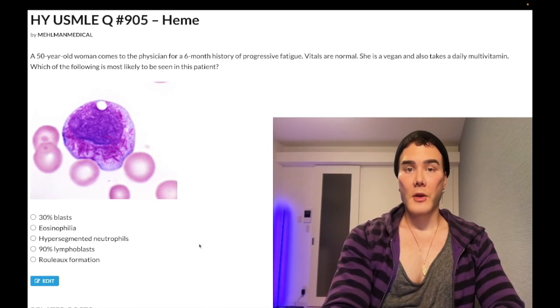Wrong answer. Choice D, 90% lymphoblasts. Wrong answer. Refers to ALL, acute lymphoblastic leukemia. It's going to be a kid, okay, school-age kid or younger, and you're just going to have fatigue, and they'll say leukocyte count is 50,000, 90% lymphocytes. They won't even say lymphoblasts necessarily. They'll say lymphocytes, and you need to know it's ALL.